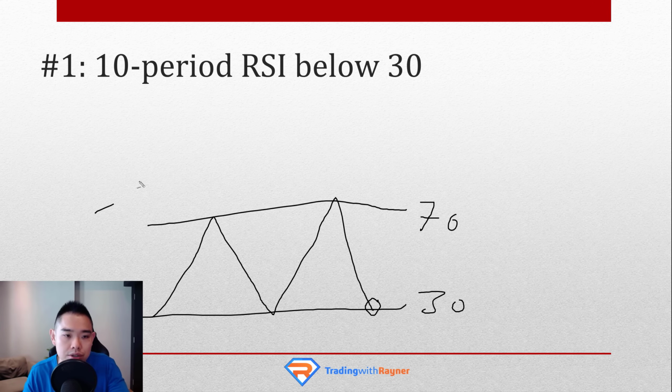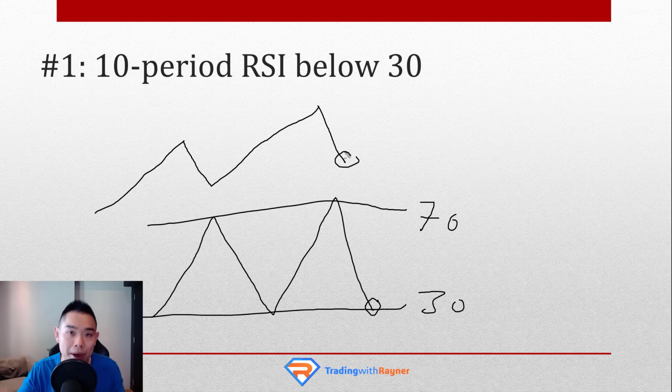trending higher. So let's say stock goes up, pulls back, goes up higher, pulls back, right? At this point, when the RSI is below 30, chances are the stock is making a pullback. And when the stock is making a pullback in an uptrend, this is where you can look for buying opportunities to go long. So a couple of ways to do it.